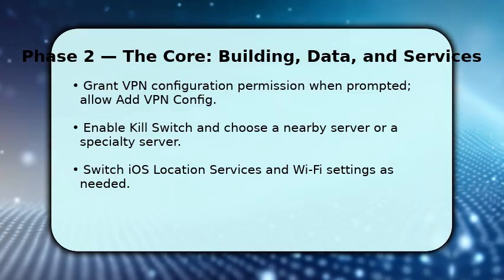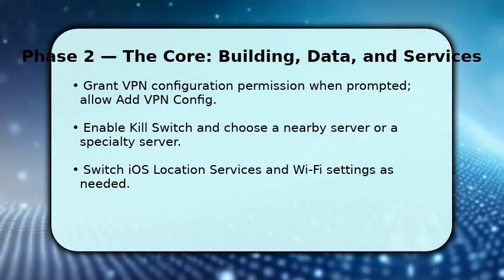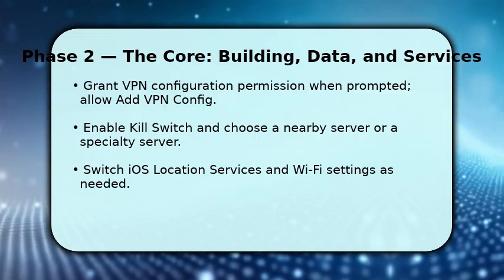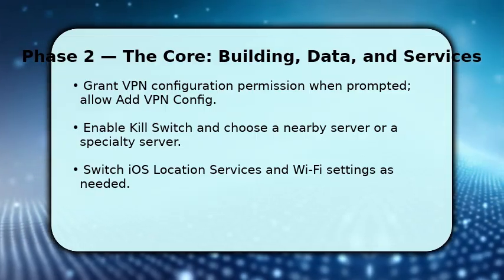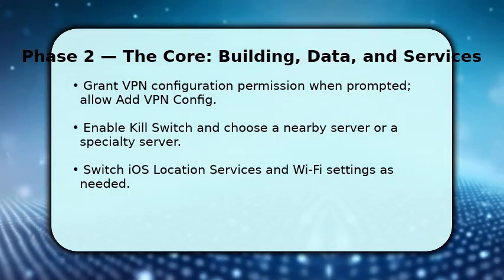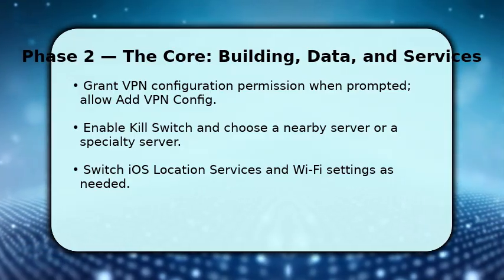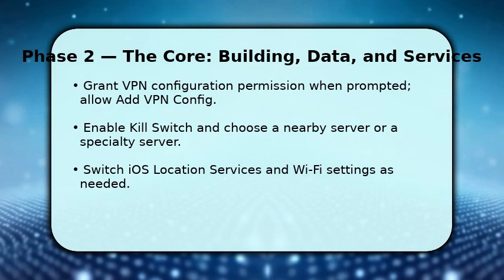Inside the app, enable the kill switch to stop traffic if the VPN drops and pick a server close to you for speed or a specialty server for streaming or P2P. Once done, check Settings General VPN to confirm the profile is active. Make sure Wi-Fi Assist and Location Services settings won't leak data unintentionally.